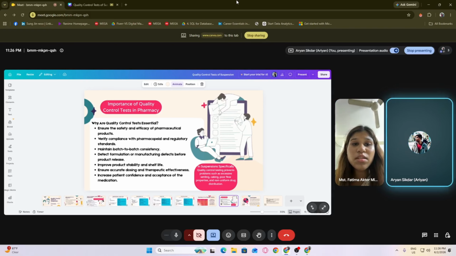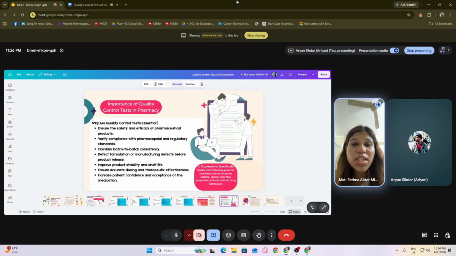Next slide, please. Overall, a suspension is considered acceptable only when it passes all these quality control tests. These tests help ensure product stability, uniform drug distribution, patient acceptance, and good performance during storage and use.